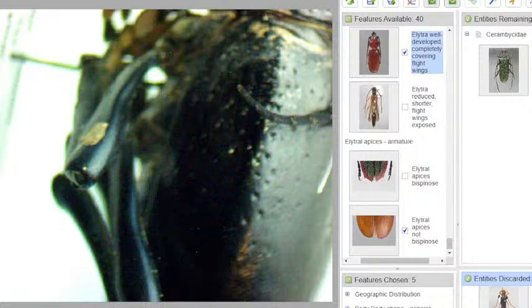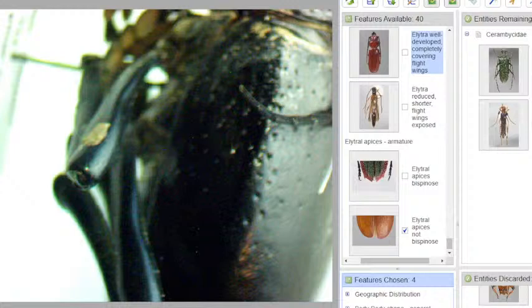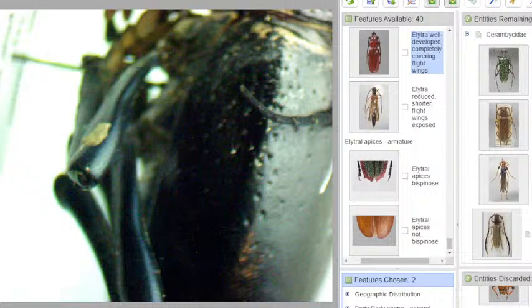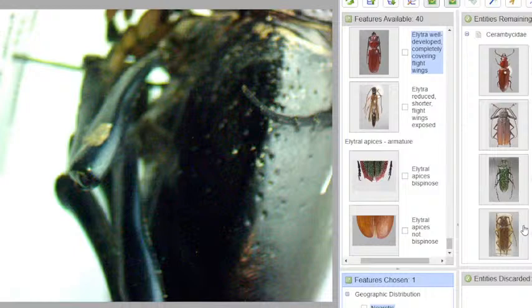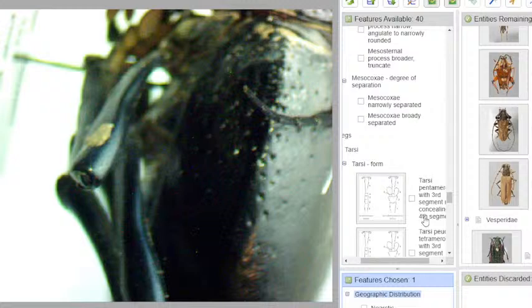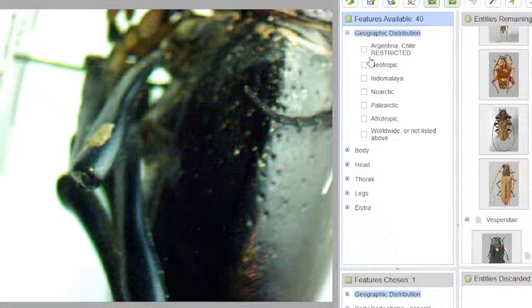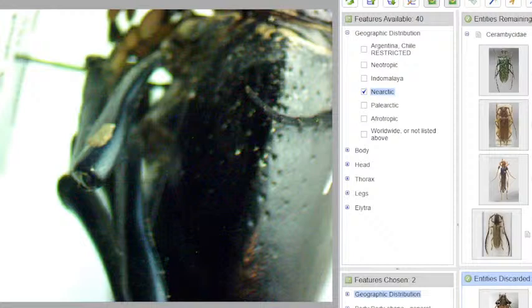All right, so when I've clicked Nearctic, Lamiines disappear. And so does Prionus. There are definitely Prionus beetles in North America.